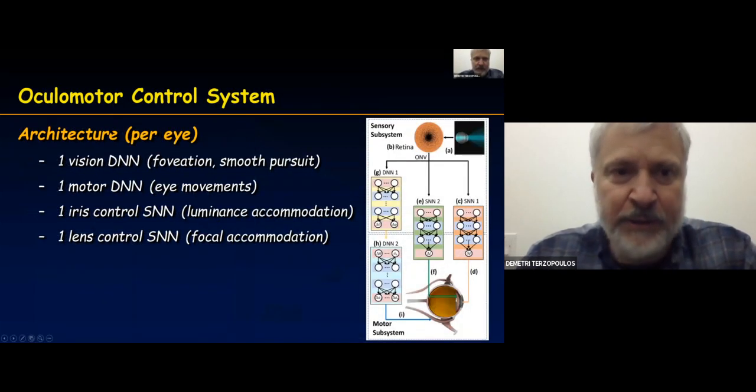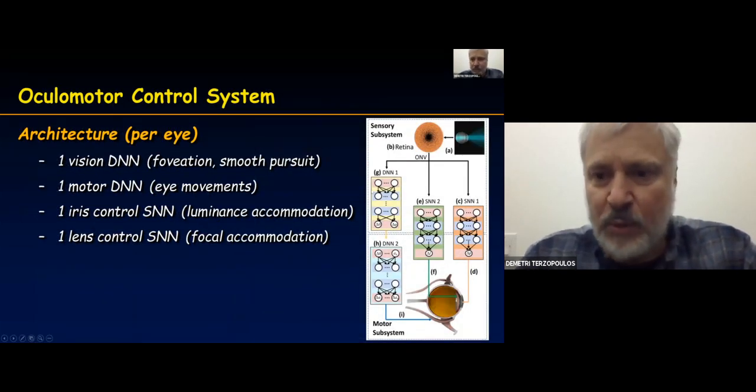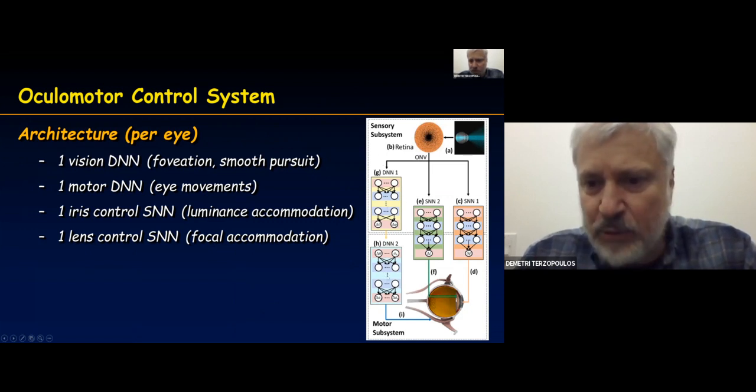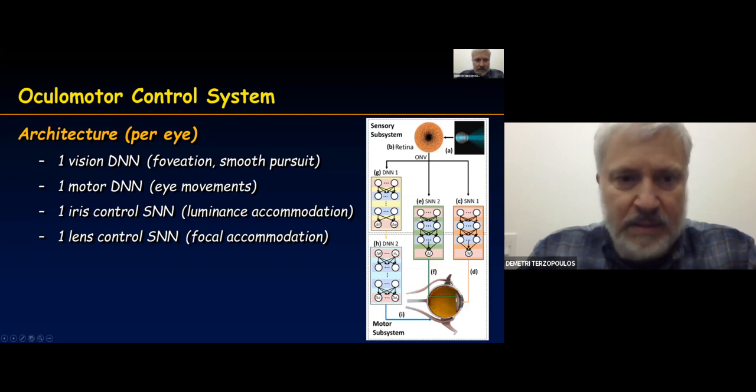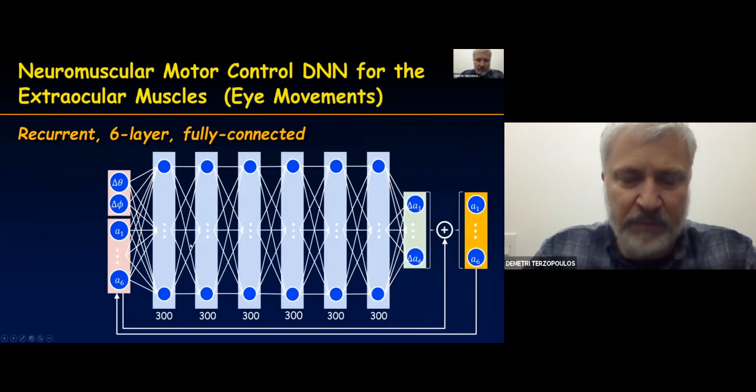And you can see here the ocular motor control system. We've got a deep neural network over here that controls the muscles of the eye, another deep neural network that interprets what gets seen, and then shallow neural networks, 2 of them, that control the iris and the lens. And again, the neural networks look similar to the ones before.